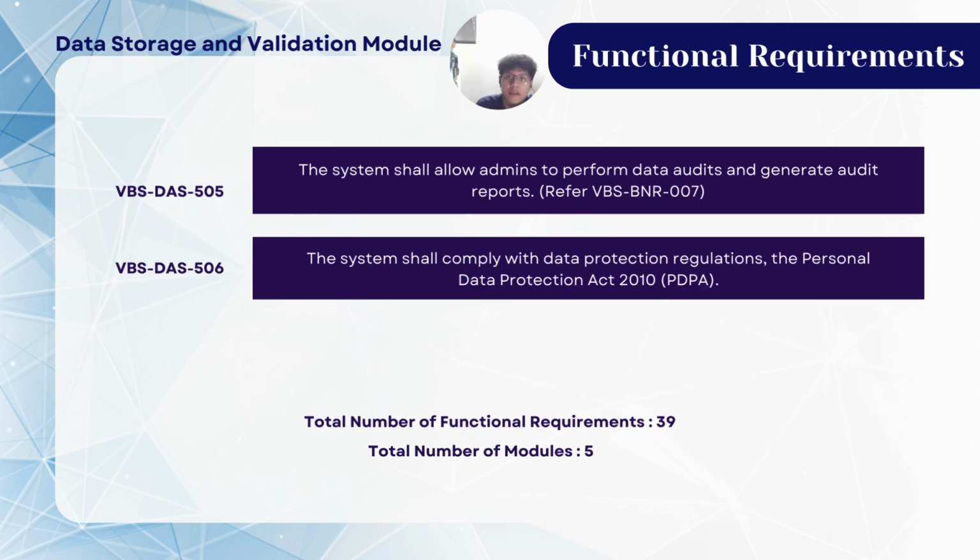505 is the system shall allow admins to perform data audits and generate audit reports, which you can refer to a business rule, and then the system shall comply with data protection regulations, the Personal Data Protection Act 2010, which is a law in Malaysia. So the total number of functional requirements for the VBS is 39, which are separated into 5 different modules.